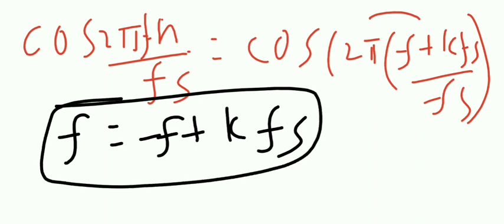So what is the meaning? A signal with some frequency f will produce some discrete time signal, and a signal with some other frequency, f equal to f plus k fs, will also produce the same discrete time signal.